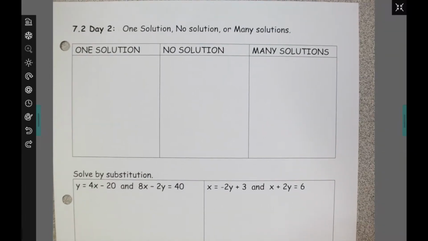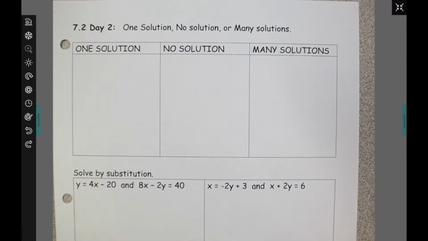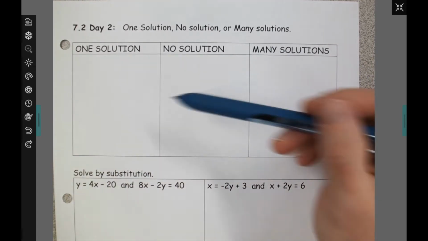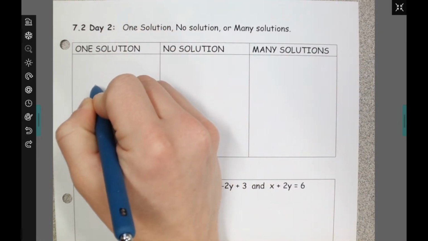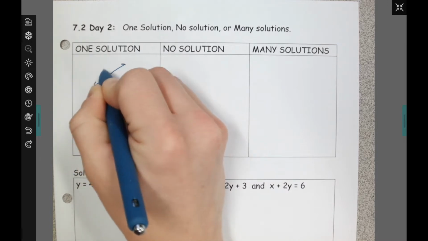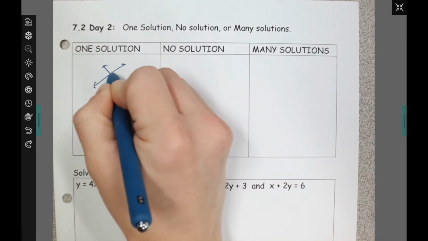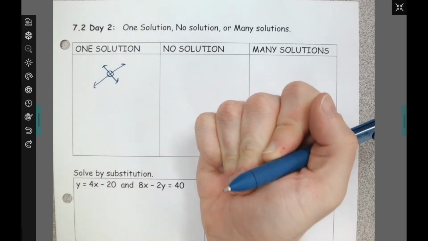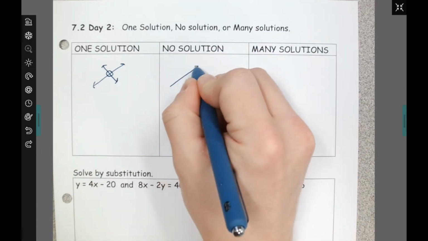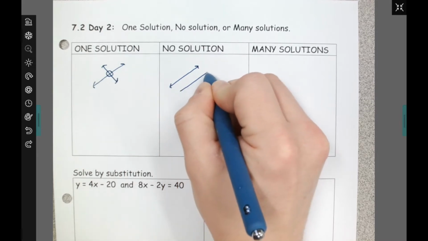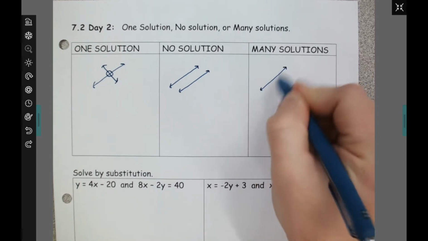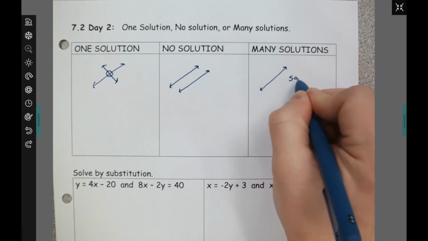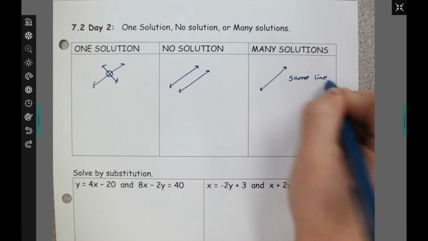Okay, today in 7.2, we're going to look at these special cases as far as substitution is concerned. So we got three cases again. Remember from graphing what these look like. If I have one solution, you'd have the two lines cross, so our one solution would be the point at which they cross. No solution is where you have parallel lines, and they never cross. And then many solutions would be when both lines are the same. Okay, so that's the key for the many solutions. It's the same exact line.